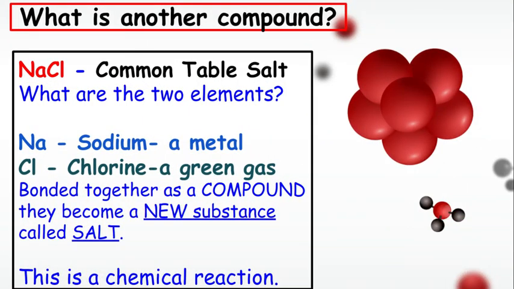What is another compound? NaCl, common table salt. What are the 2 elements? Sodium, which is a metal, it's a soft metal, and chlorine, a green gas. Bonded together as a compound, they become a brand new substance called salt. This is the result of a chemical reaction.